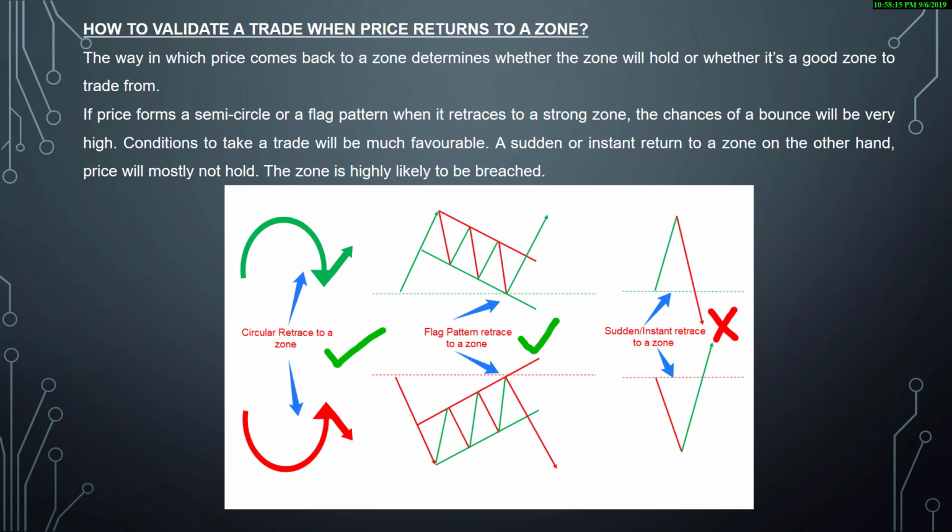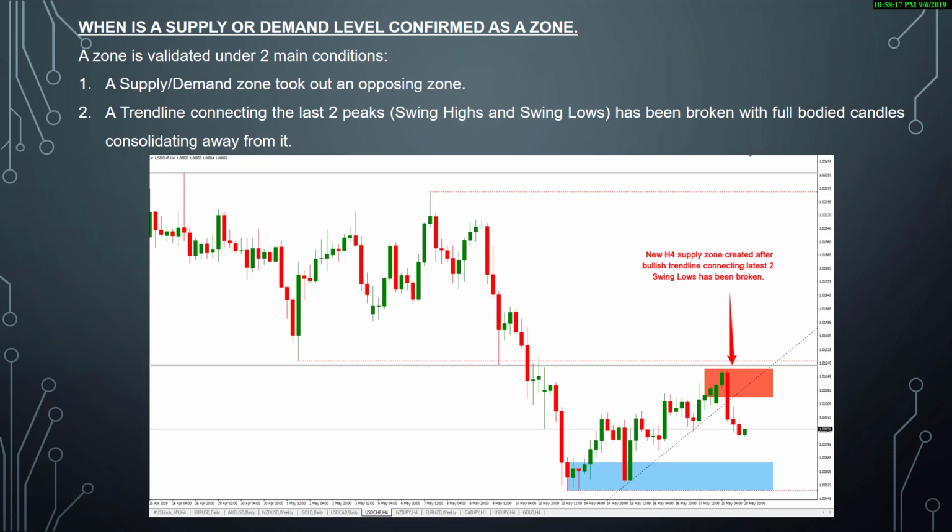So now let's look at when a supply or a demand level is confirmed as a zone. A zone is validated under two main conditions. Number one, a supply zone or a demand zone takes out an opposing zone. By this, I mean, let me grab my drawing tool here. A supply zone or a demand zone takes out an opposing zone.